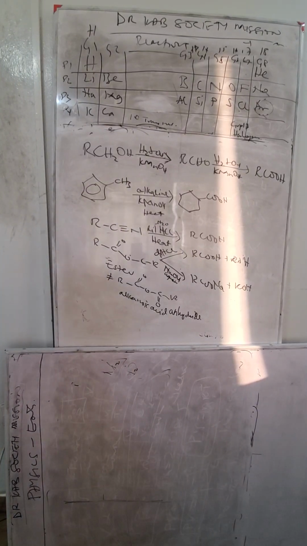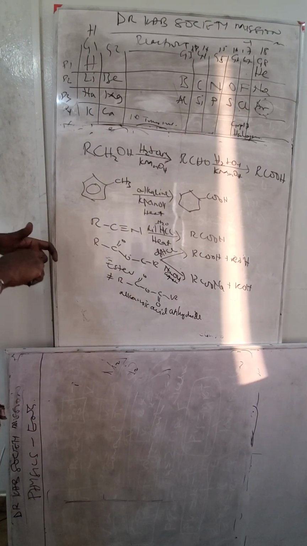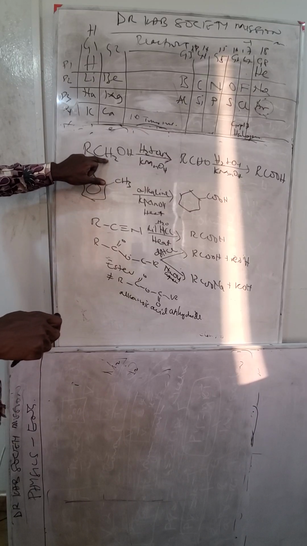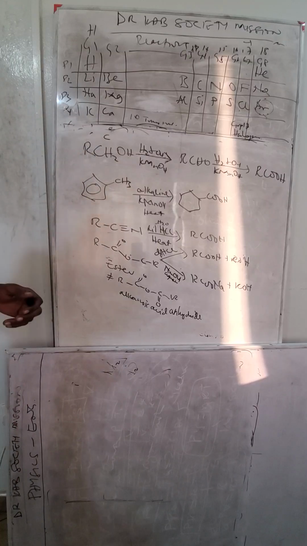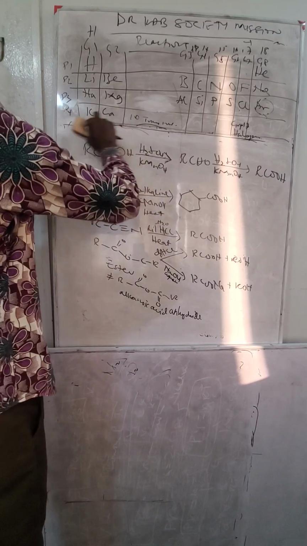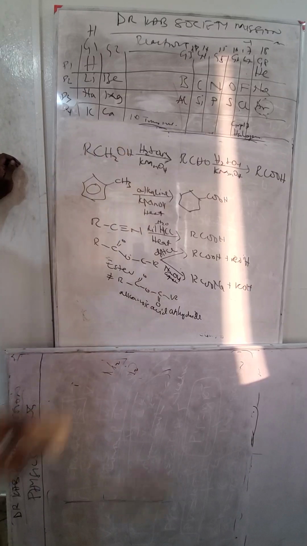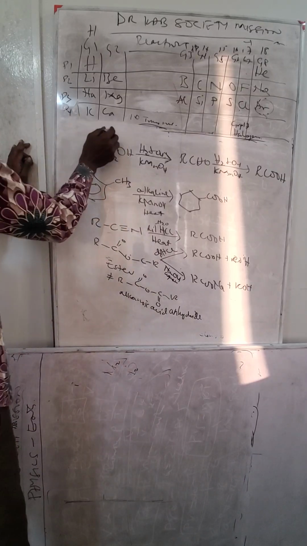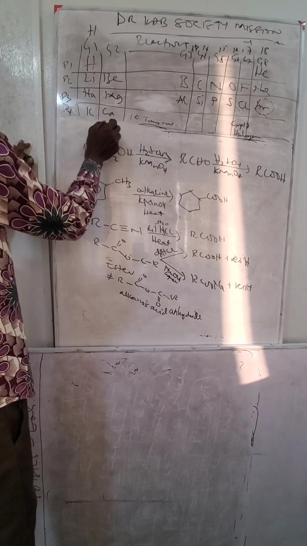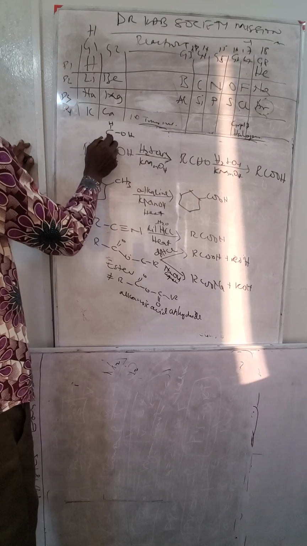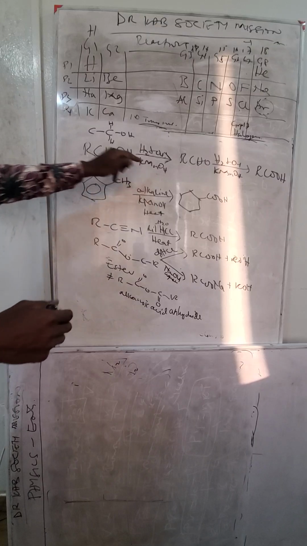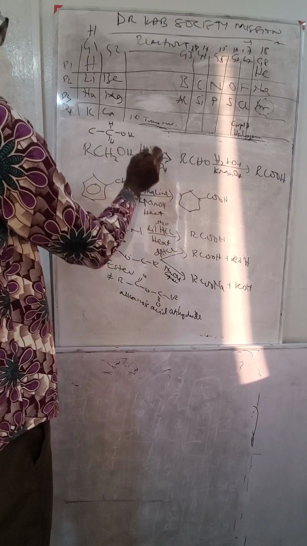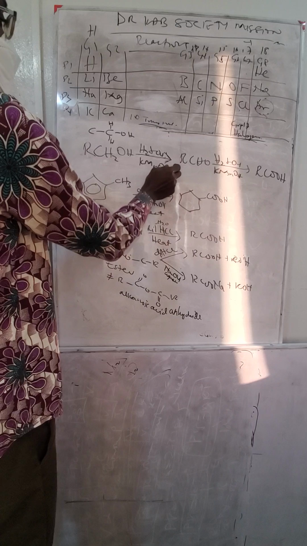Now let's look at these reactions. If you look at this one, this is an alcohol. So alcohol has a C, and it has this one. Okay, so this is potassium permanganate. It is an oxidizing agent.